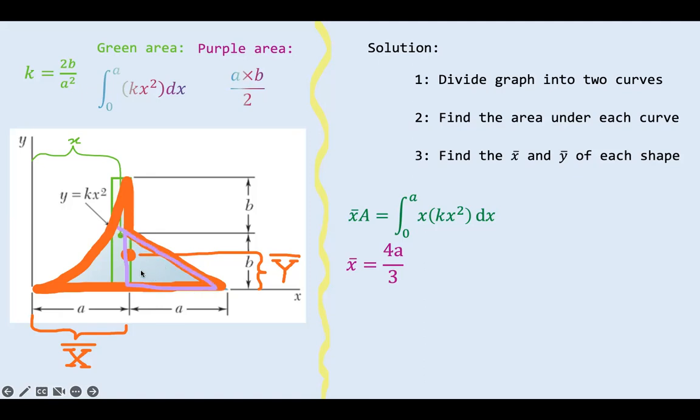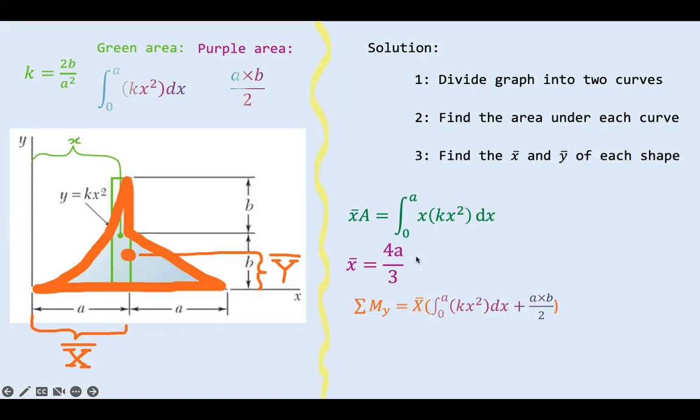Basically, we know that the x-coordinate is 4a over 3 because this distance over here is a over 3. And then we simply add a over here. a plus a over 3 is then equal to 4a over 3.